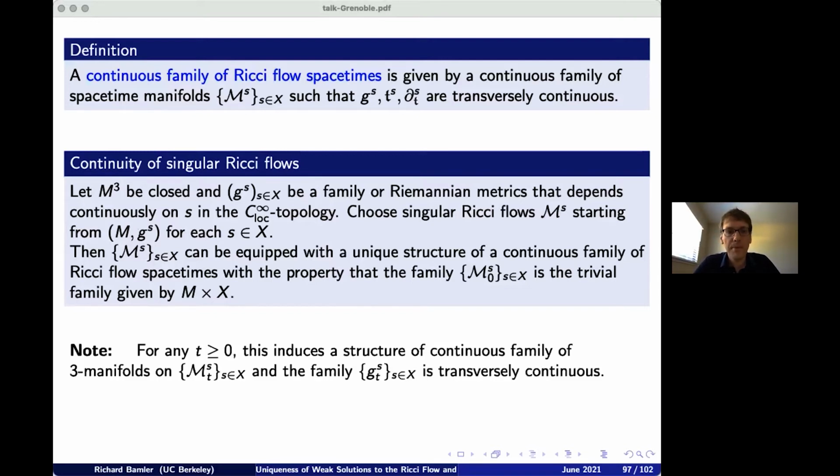And maybe just to recall here, the structure allows us to look at time slices, and for any time t, the structure will induce a structure of continuous families of 3-manifolds, and the family of Riemannian metrics is going to then be transversely continuous as well. Okay, so this also allows us to look at families of time slices. Okay, maybe I'll pause to see if there are any questions.